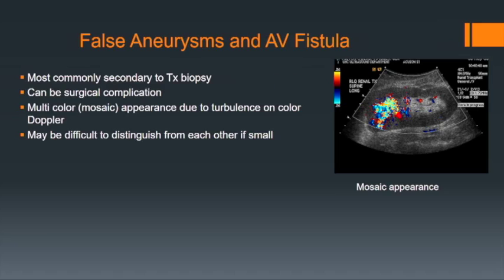You can get this multicolored or mosaic appearance where you have a kind of red, blue, green, yellow blob in the area of the aneurysm or AV fistula. This is caused by turbulence. This is the color analog of spectral broadening. And it may be difficult to differentiate a false aneurysm from an AV fistula. They may be difficult to distinguish from each other if they are small.